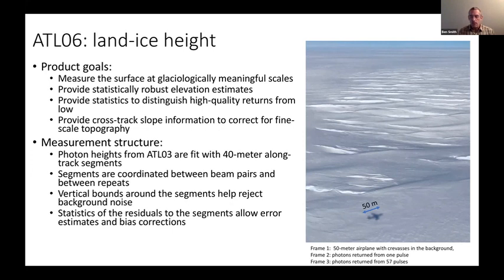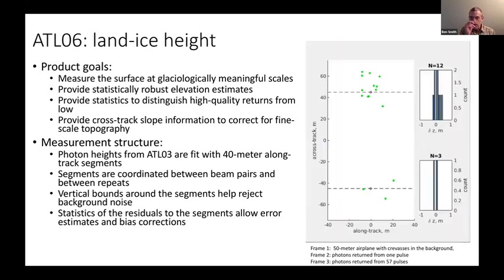We take photons within reduced vertical bounds. So instead of taking all the photons that are available, we take only a vertical subset of those photons and fit the segments, and we adjust those bounds to try and get a small vertical window that will give us a small amount of noise. And then we use the statistics of the residuals to estimate the errors, and we can also use the statistics of those residuals to make corrections for some instrumental and algorithmic biases that might otherwise creep in.